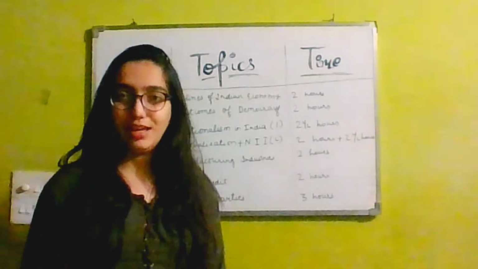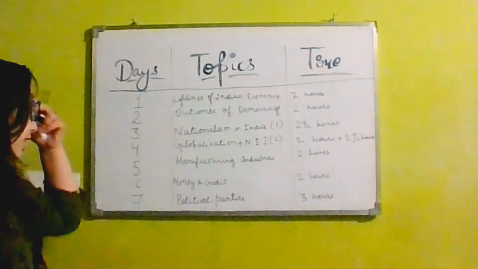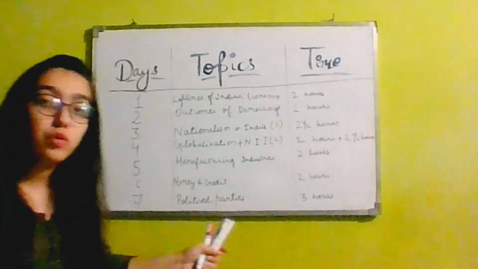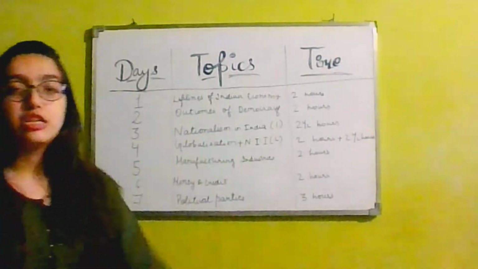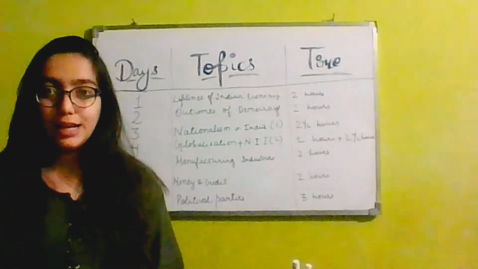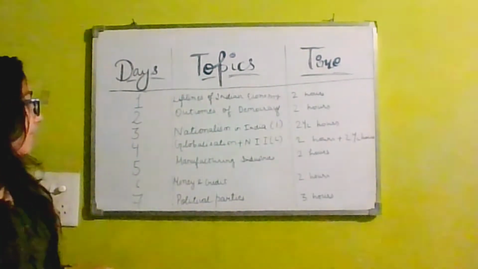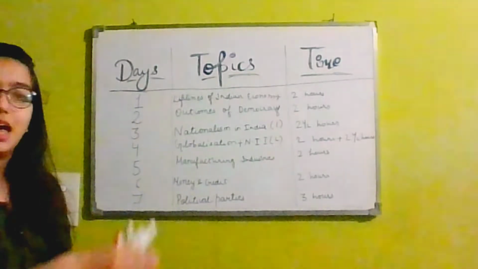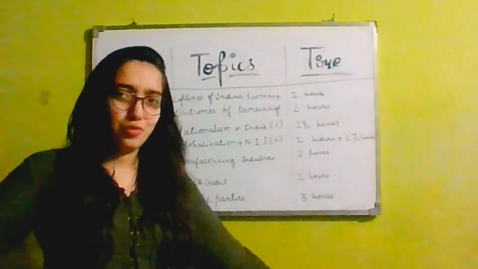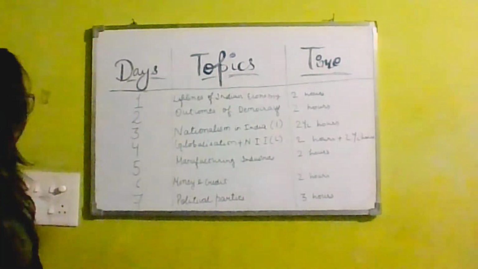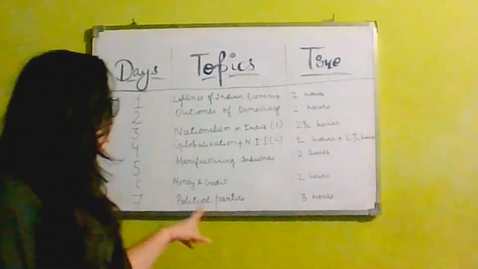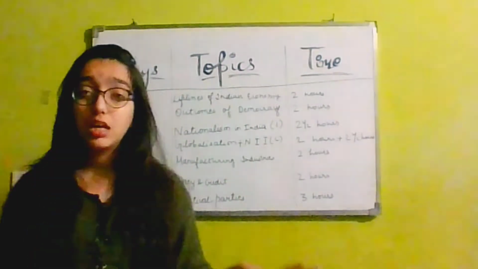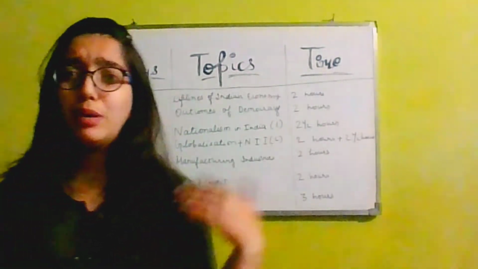That's why. Alright. And then on day 4, you have to complete your Globalization chapter along with the rest of the chapter Nationalism in India. Clear? Okay. And on day 5, you have to complete Manufacturing Industries, and it is going to require only 2 hours. And on day 6, you have to study Money and Credit. It's a very simple and easy chapter. It is going to require 2 hours only, or maybe less than that.